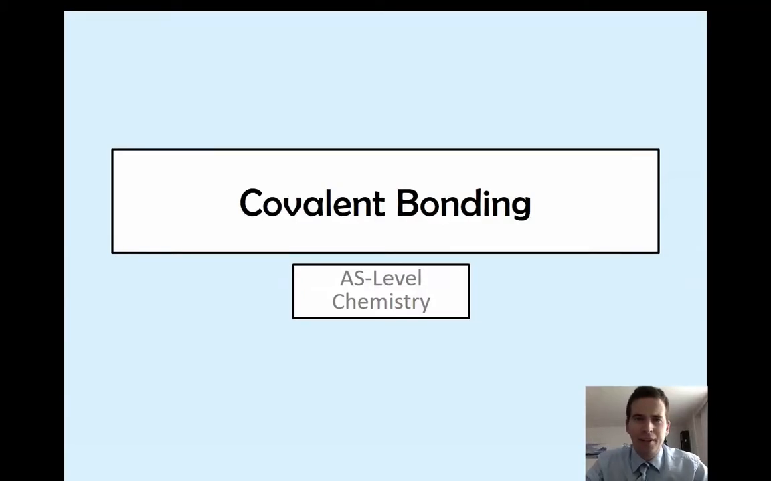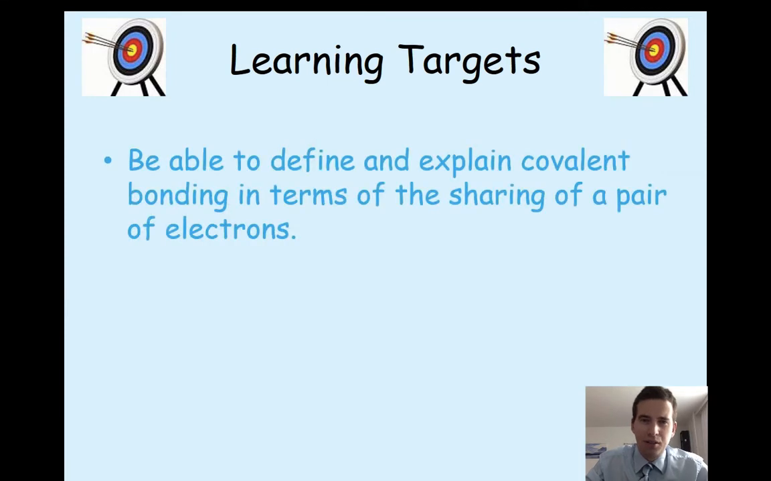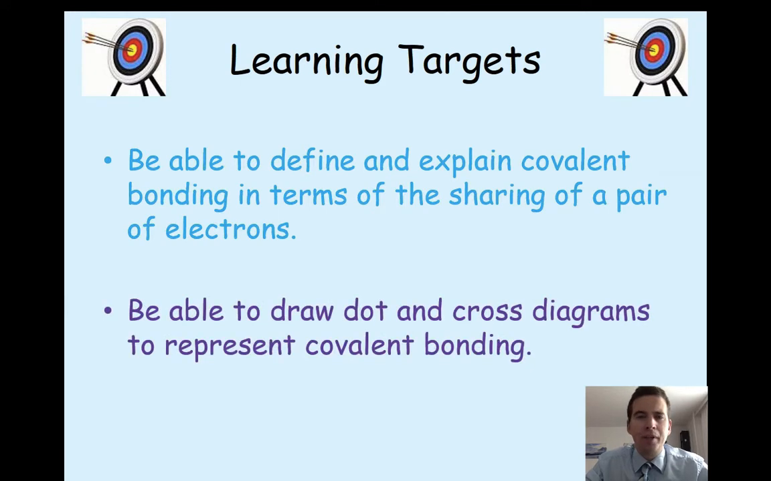And welcome back. Continuing with this topic on structure and bonding, in this video we're going to look at covalent bonding. Hopefully by the end of this presentation, you should be able to give a definition for a covalent bond and have a general idea about what a covalent bond actually is. And you should be able to draw dot and cross diagrams to represent single, double, even triple covalent bonds.